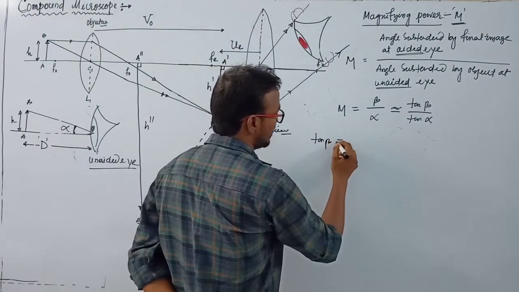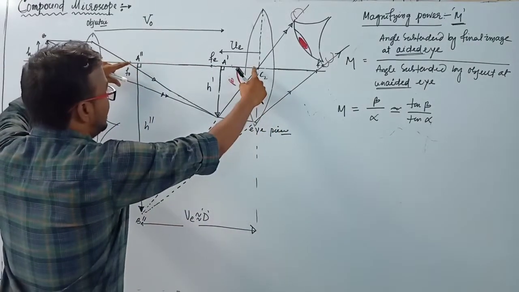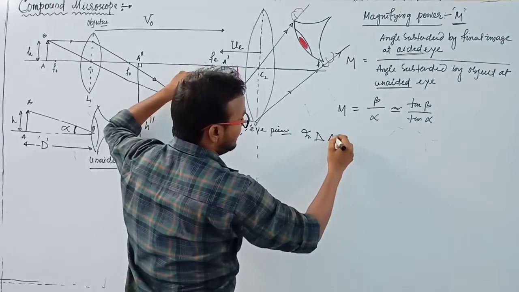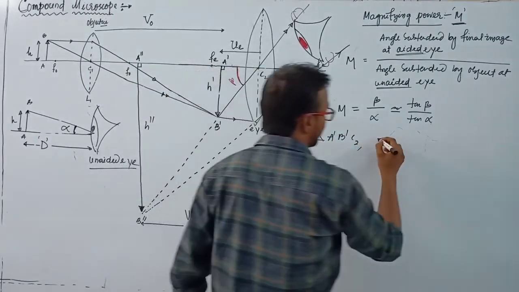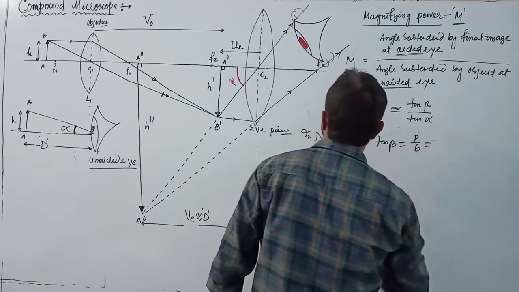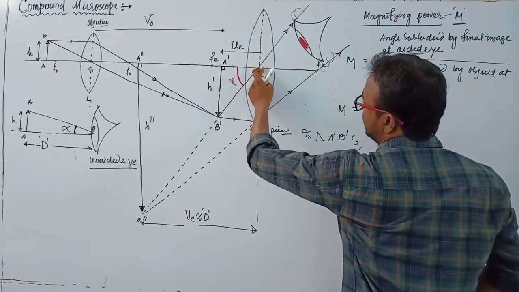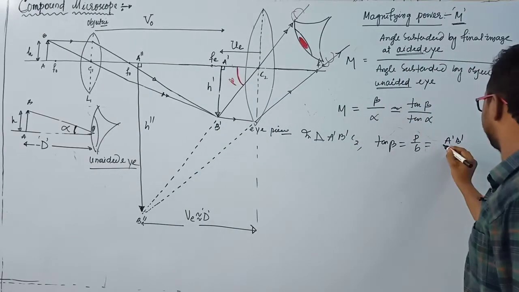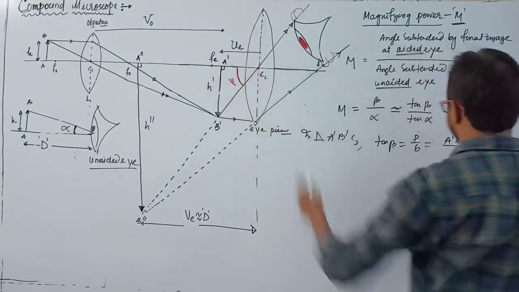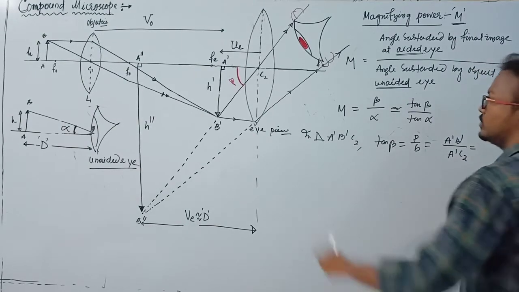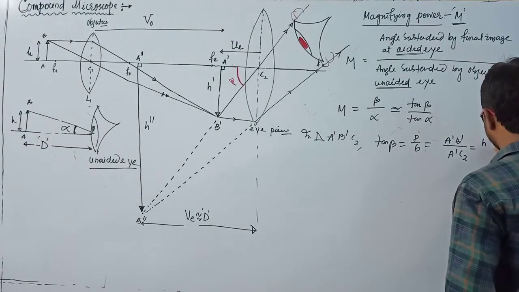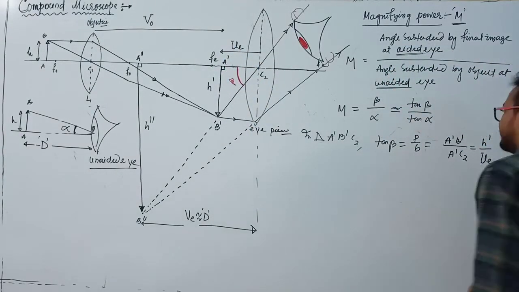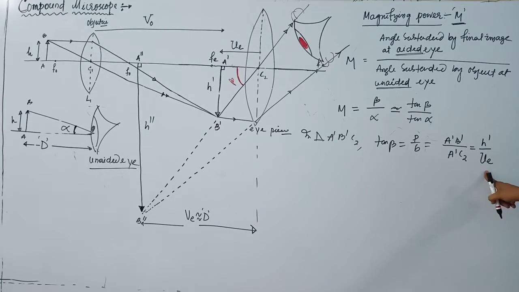Now tan beta equals, in the triangle, we can take any triangle, A double dash B double dash C2 or A dash B dash C2. If we take this small right angle triangle A dash B dash C2, tan beta equals perpendicular upon base. This is the base angle, so this is the base and this is the perpendicular, that is A dash B dash, divided by the base, which is A dash C2. A dash B dash we take as H dash, so we can write H dash divided by A dash C2, and A dash C2 is UE, the object length for the eyepiece. Clear? So H dash divided by UE, we only take magnitude here.